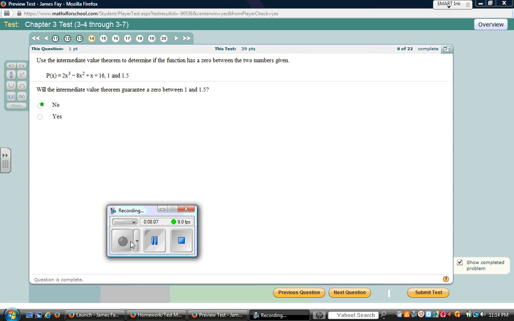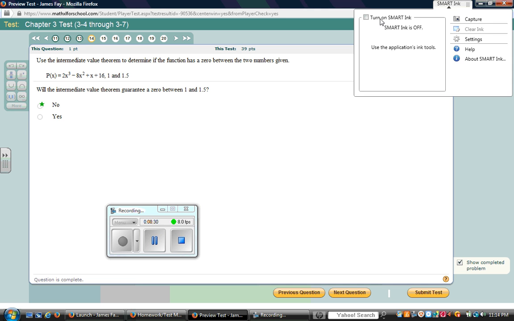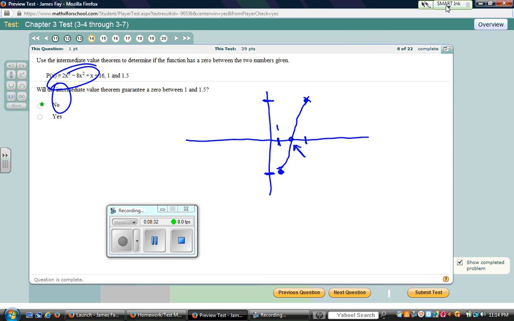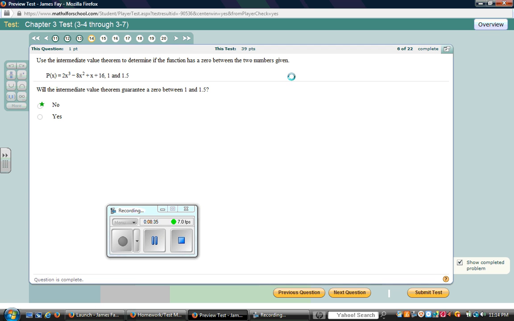Okay, this question here, use the intermediate value theorem to determine if there is a 0 between the two numbers. So will the intermediate value theorem guarantee a 0 between 1 and 1.5? Okay. So we do this. Evidently, when I plug 1 in, let's think about what I would get here. I don't have my calculator, so we're going to do some extended math here. Fractions, maybe. For 1.5 at least.